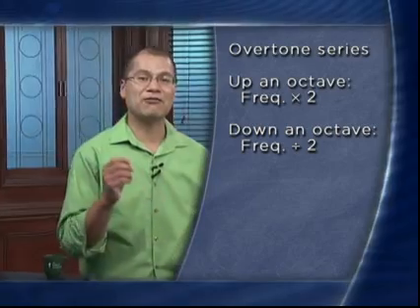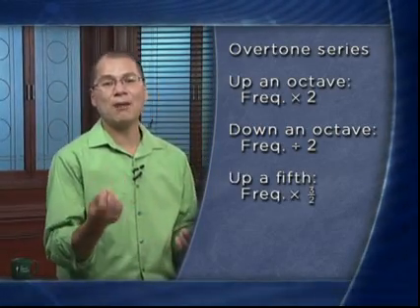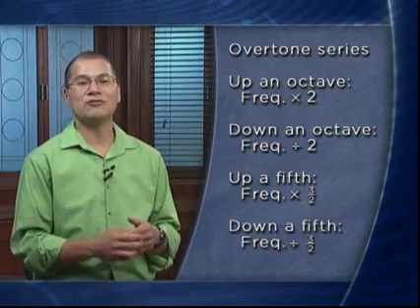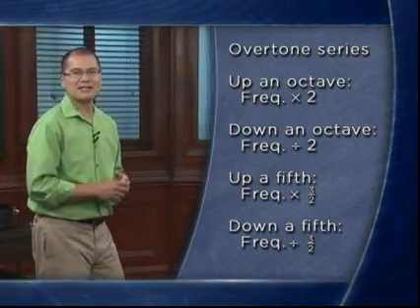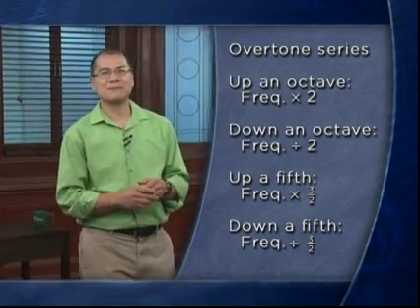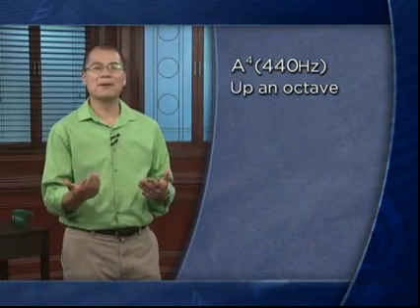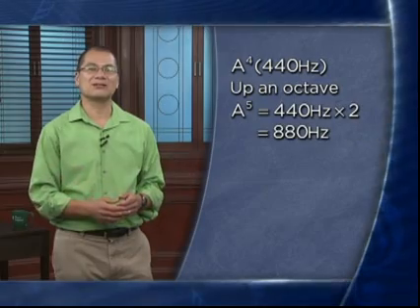Also, we learned about a fifth. 7 half steps on a piano is a fifth. And to go up a fifth, you're multiplying the frequencies by 3 halves. To go back down, you're dividing by 3 halves. Let's look at a numerical example just to make sure we understand this. If I play an A, a 440 A, what is it to go up an octave? We have to multiply by 2, and we get 880 hertz.